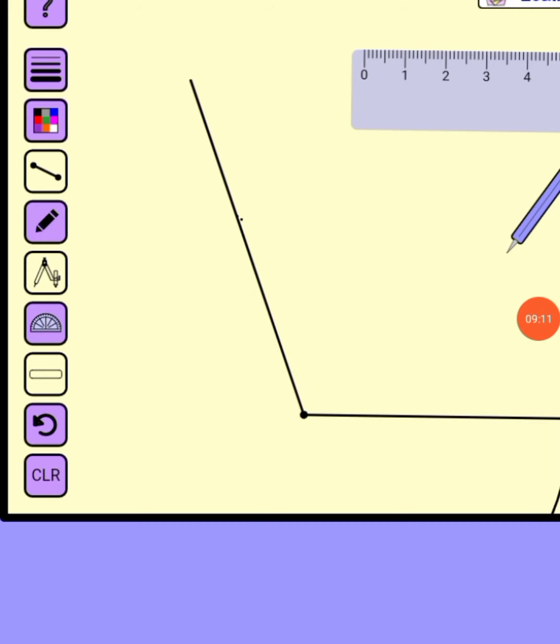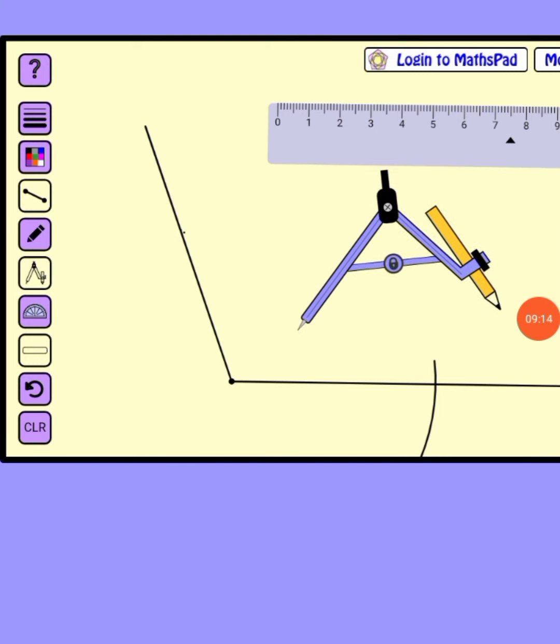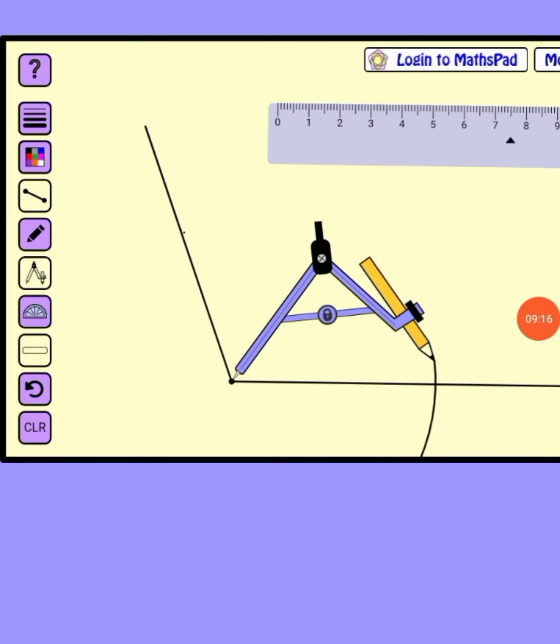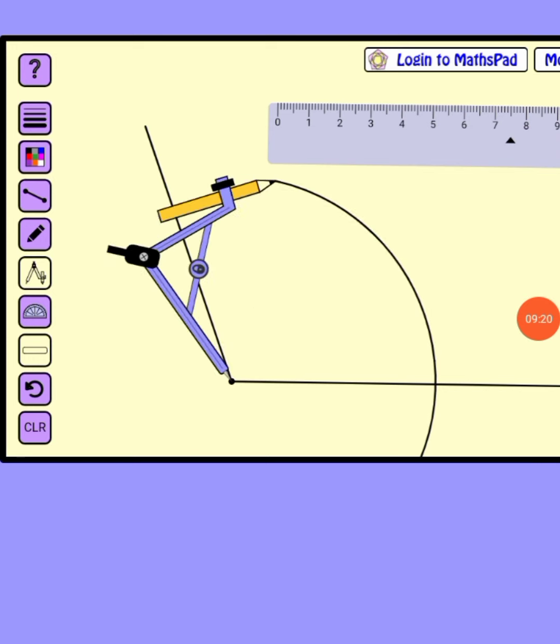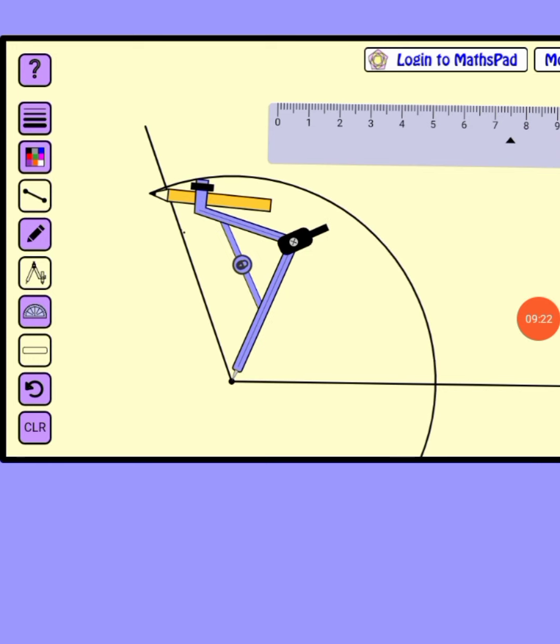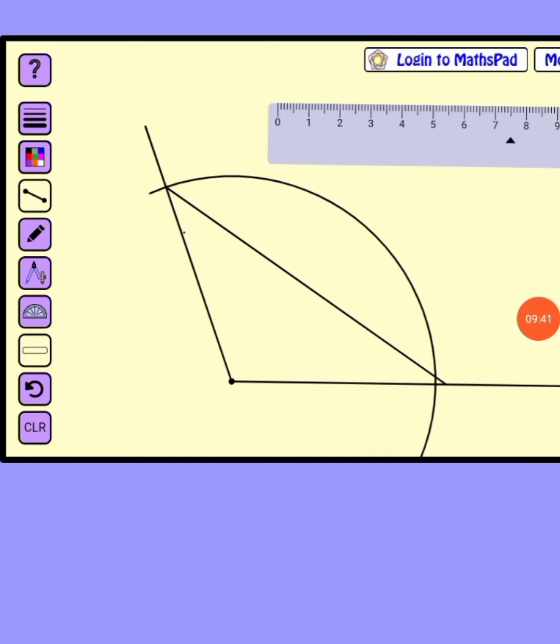Then I bring in the compass here and I will cut this arc. So both are joining. After both join, then what I will be doing, I will join these two points.